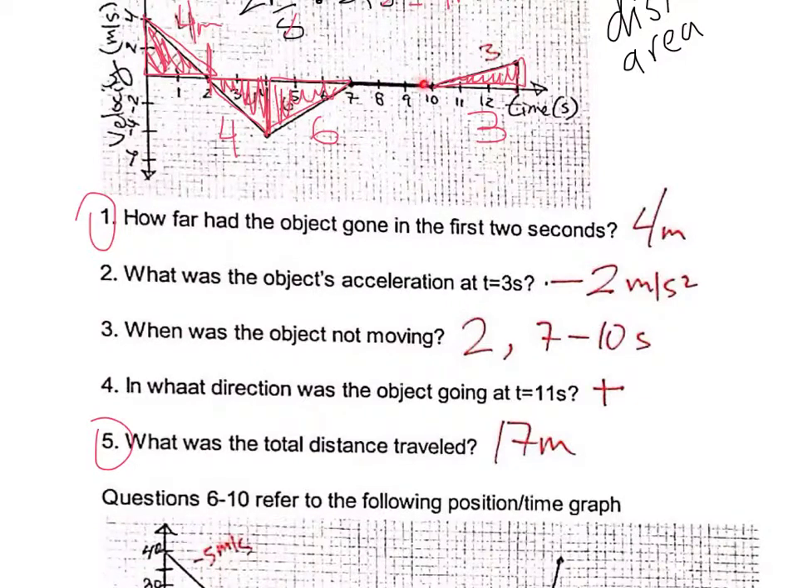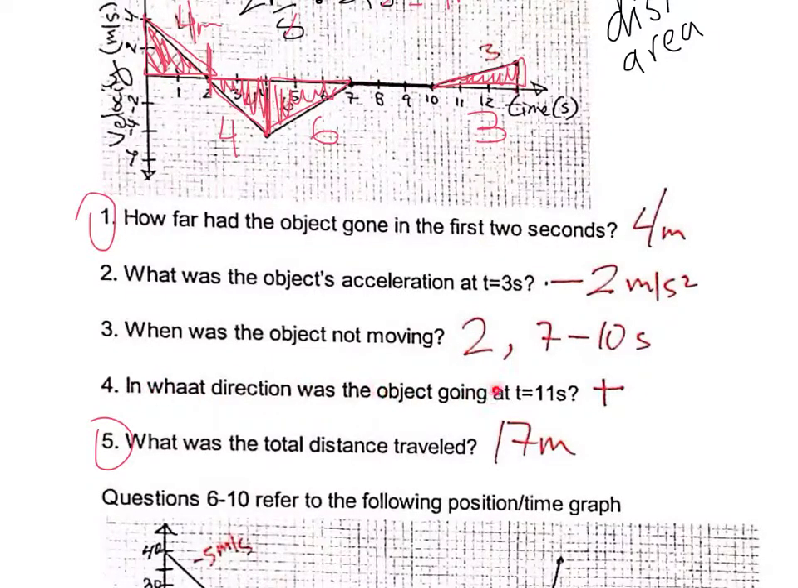3. When was the object not moving? So most people had this between 7 and 10 seconds. That's great. Right here at t equals 2, it has an instantaneous velocity of 0 meters per second. So you would need to include that value in this solution to get full credit. Again, this is a velocity versus time graph. Okay? 0 velocity, 0 velocity.